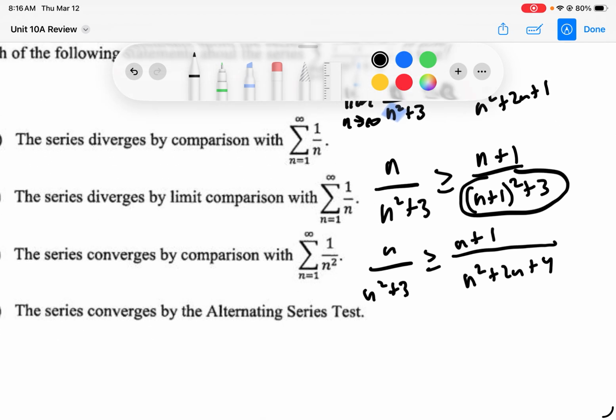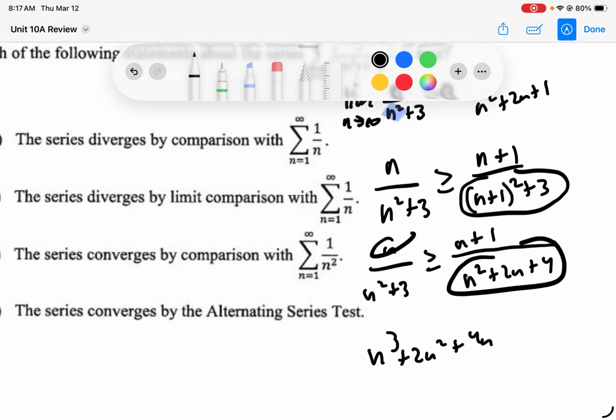Is this helping at all? If I multiply this times this, n cubed plus 2n squared plus 4n, multiply this out, that'd be what? n cubed plus n squared plus 3n plus 3.